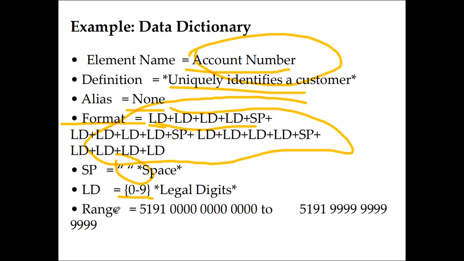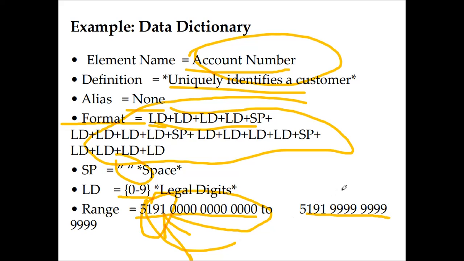Now, I have a range of those account numbers. That means it will start from this to 99999. So you can have 5191 as a state code or a region code or a district code, isn't it? And after that, you can have a 12 digit account number. Now, what does this mean?